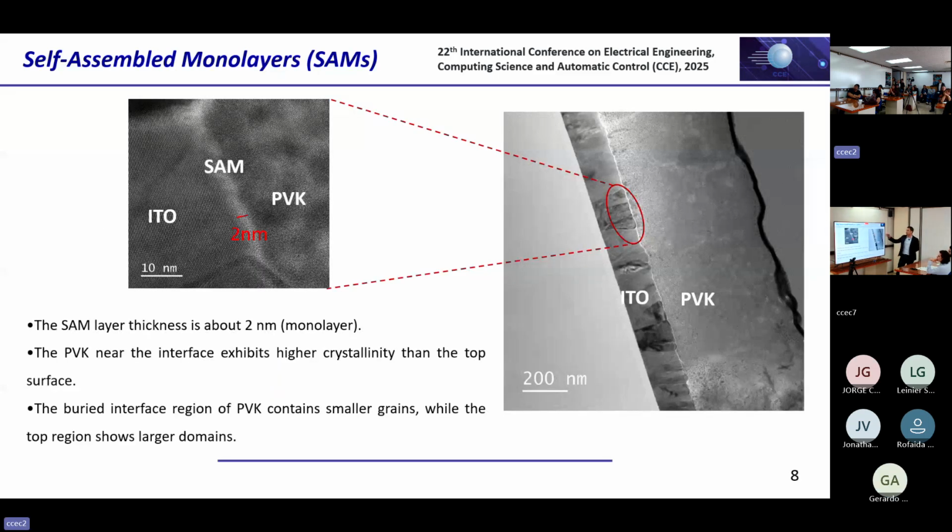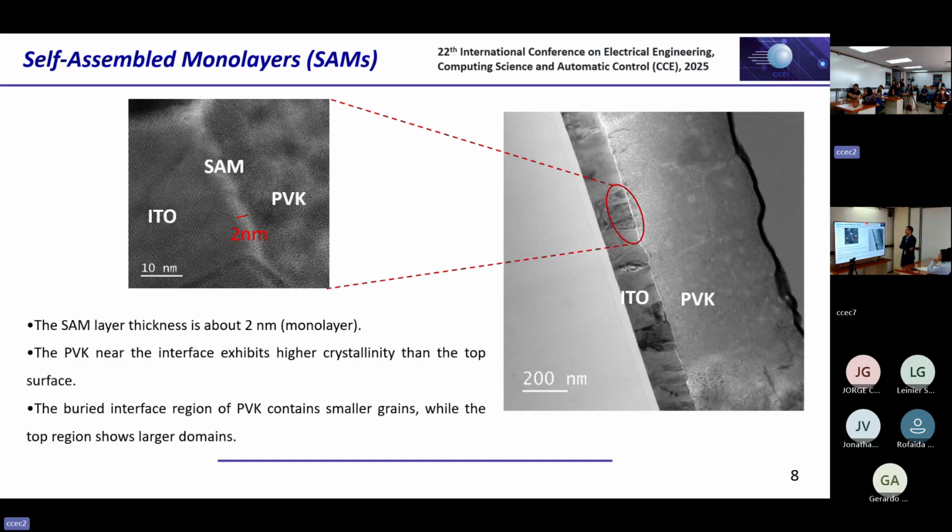And this is just to show you how it looks when we deposit the SAM. Well, this is the cross section of the device. We have the ITO, and then we have the perovskite. As I commented before, we have the SAM below the perovskite. And as you can see, this is a small line. When we zoom in, we can measure the thickness of this layer, and it's around 2 nanometers. So with this we demonstrate we can deposit a monolayer. That is the main idea of the SAMs.